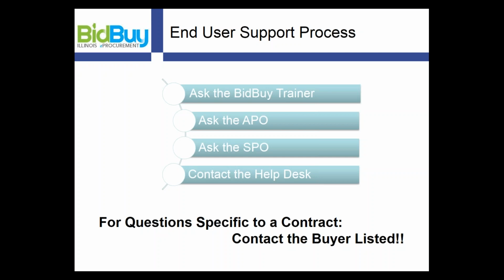If the trainer is unable to answer the question, then as a group you should reach out to the APO at your agency to see if the APO has an answer. If the APO is unclear as to the approach or the appropriate direction, then it's time to reach out and ask the SPO. And if the SPO is unaware, the SPO then will reach out to the help desk and everyone will be included in the response.